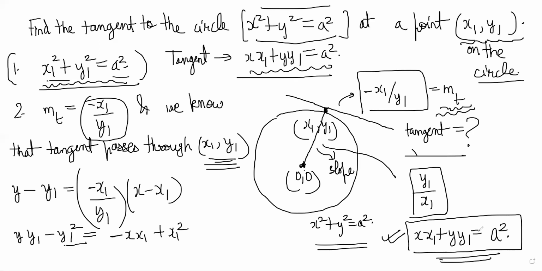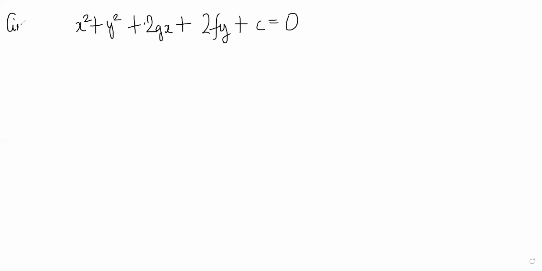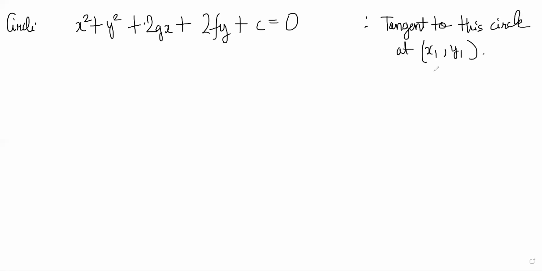The same method will also work in a more general situation. Suppose I gave you a circle like this: x square plus y square plus 2gx plus 2fy plus c is equal to 0. You have to find the tangent to this circle at (x1, y1). So try to do this. Think about it. The same idea, nothing new in the idea, just a slightly more complicated example. We need the equation of the tangent.